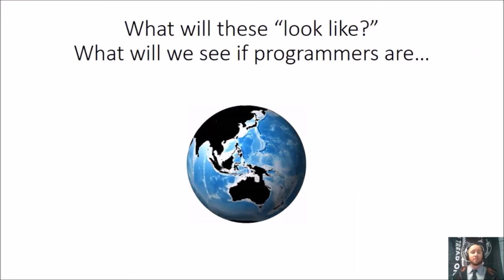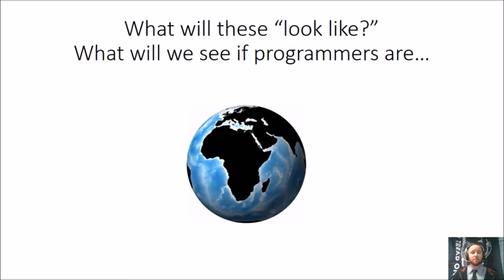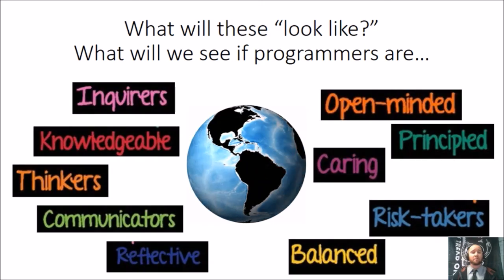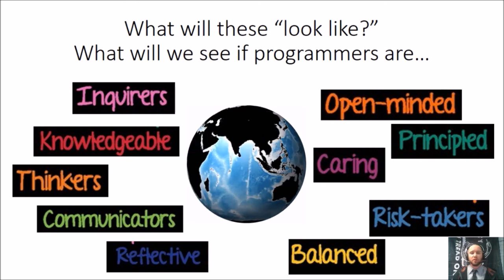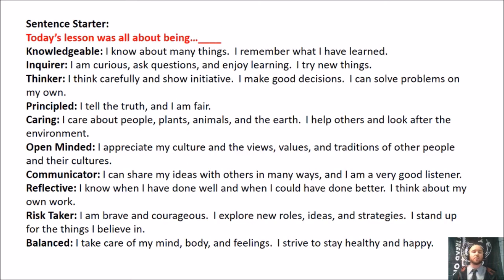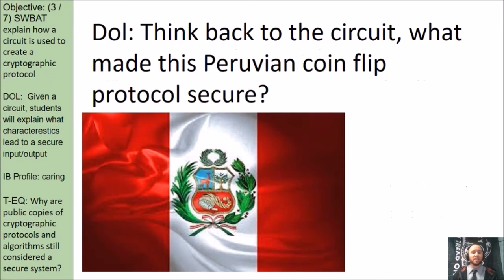What we're looking to do is end the lesson on this note. What will we see if programmers are inquirers, if they're knowledgeable, if they're thinkers, if they're communicators? You get to choose which one you think this lesson was reflective of and put it in the sentence starter right here. And to officially wrap everything up, think back to the circuit. What actually made this Peruvian coin flip protocol secure?